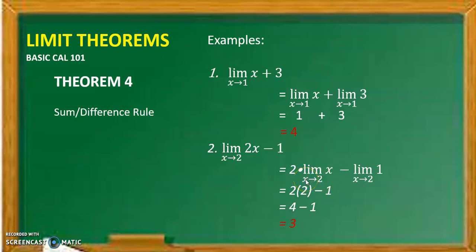So, theorem number 2 natin, that is equal to 2. So, times 2, and then the limit minus the limit of this one. So, that means the limit of a constant, so that is 1. So, that means 2 times 2, 4, minus 1 is equal to 3. Okay? So, malinaw po yan. Yan po ang paraan kung paano natin kunin ang limit ng sum and difference rule.